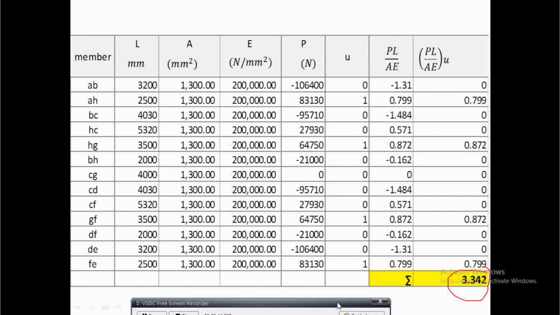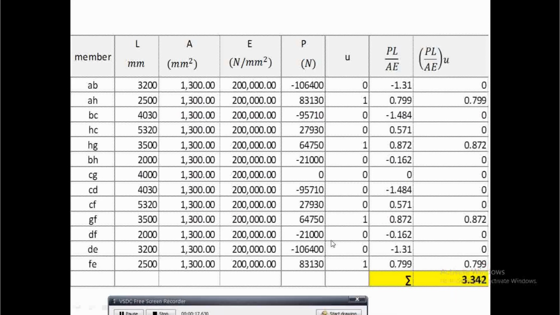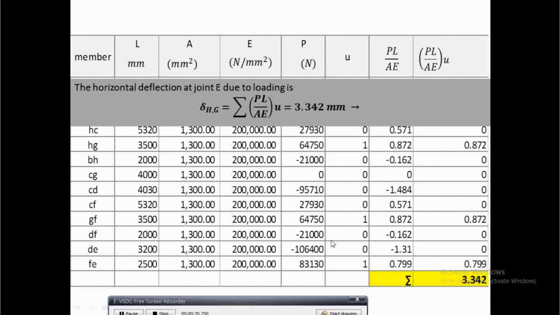Again, this is not yet the final answer. You have to state in here that the horizontal deflection at joint E due to loading is 3.342 millimeters. And this time, since this is positive, my assumption kanina na yung deflection at joint E is to the right ay tama since positive yung lumabas dito. So my final answer here, the horizontal deflection at joint E due to loading is 3.342 millimeters.